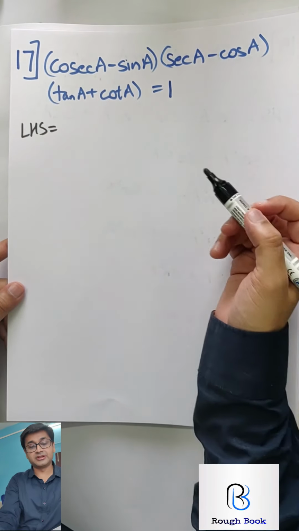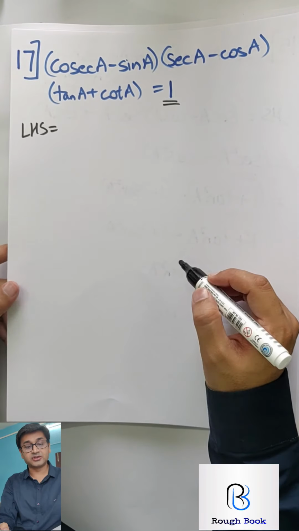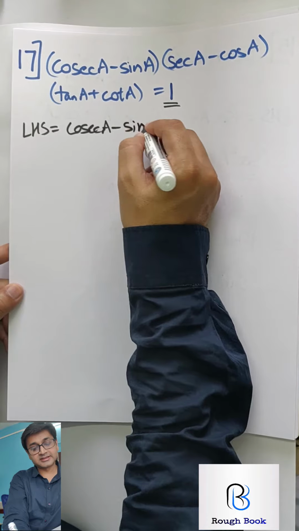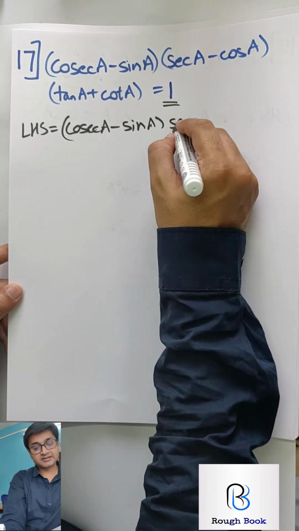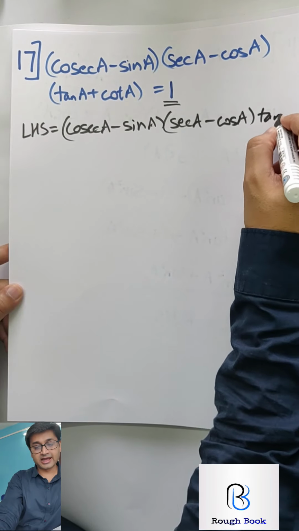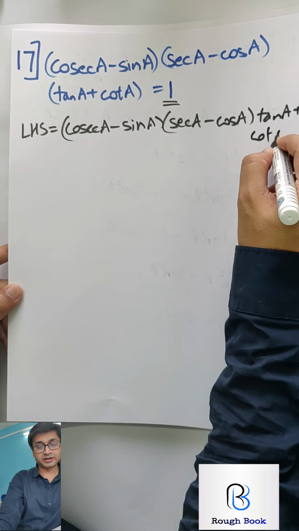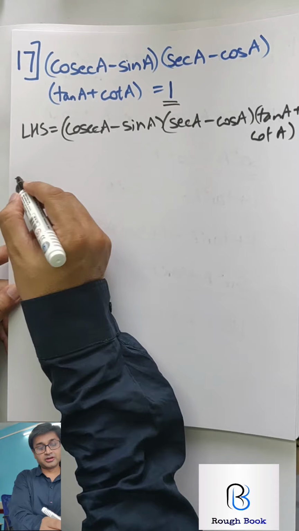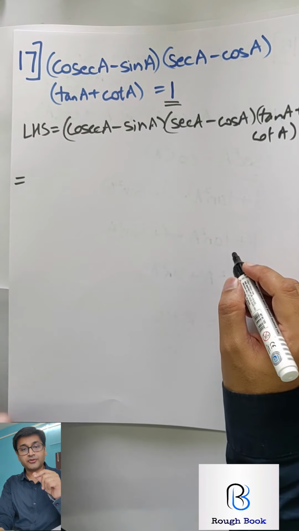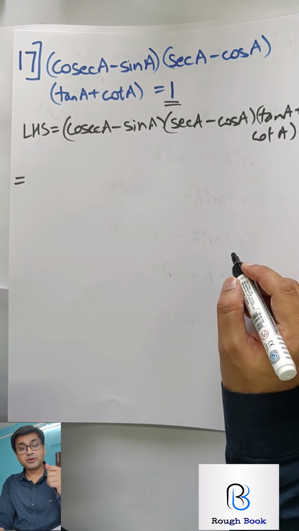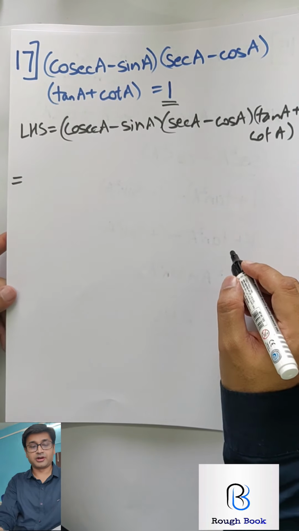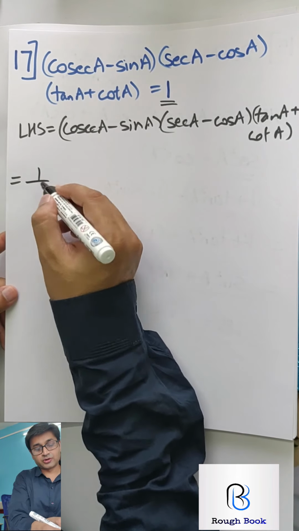Obviously LHS, so many things are there and you got to convert everything as 1. So cosec A minus sin A, sec A minus cos A, and tan A plus cot A. The best thing over here is to convert everything into sin cos. Pause your video, convert everything to sin cos, see what happens then. I am 100% sure you will get your answer as 1. Try it.